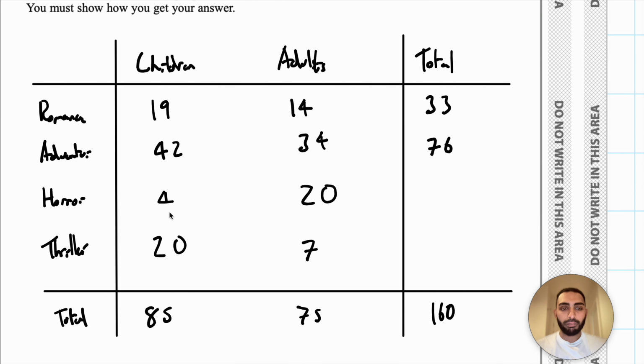That gives me 4. The total for horror would be 24. The total for thriller would be 27. One way you can check it, you can add up all of these. It should give you 85. Those would add up to make 75, and do the same thing across, and that would check your answer.